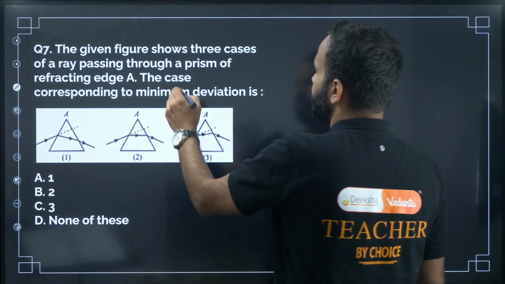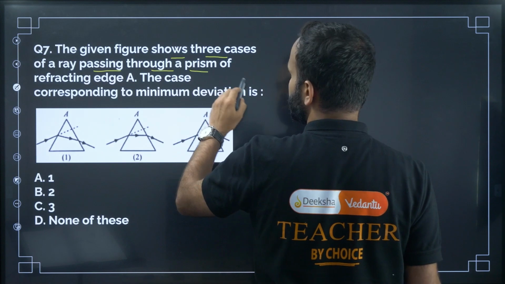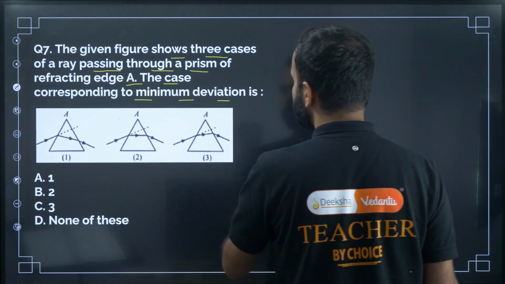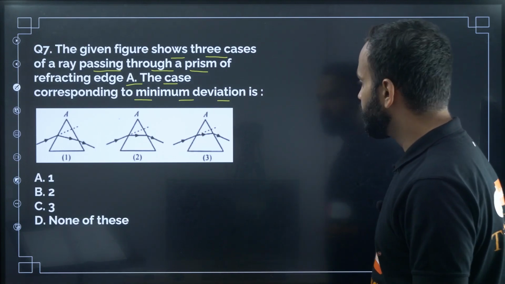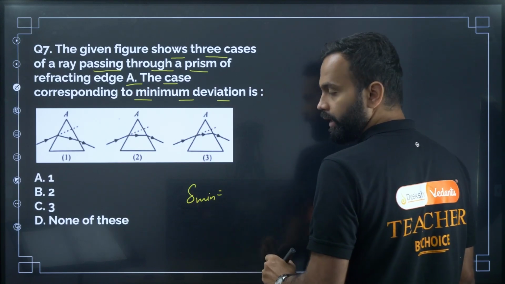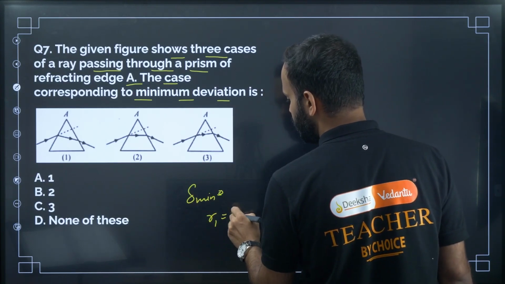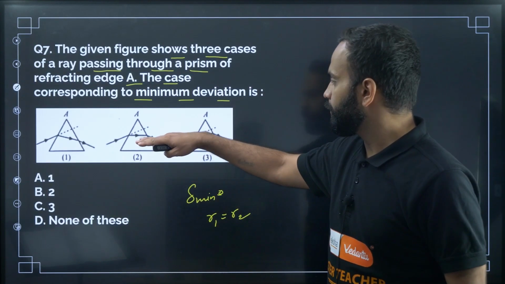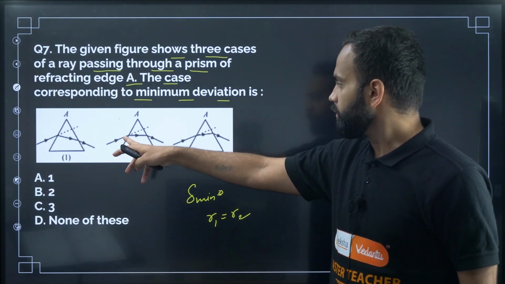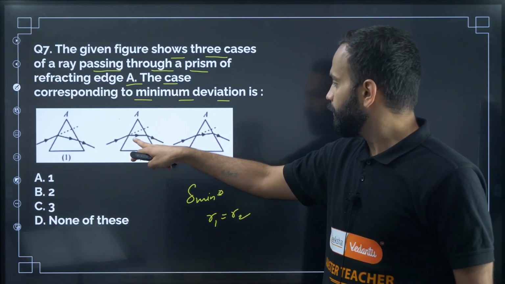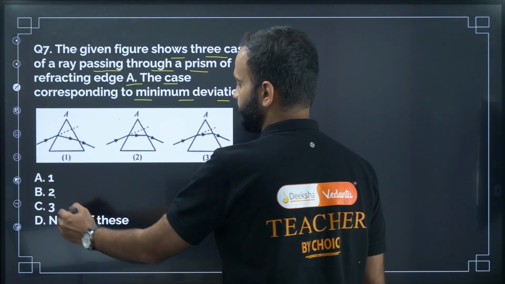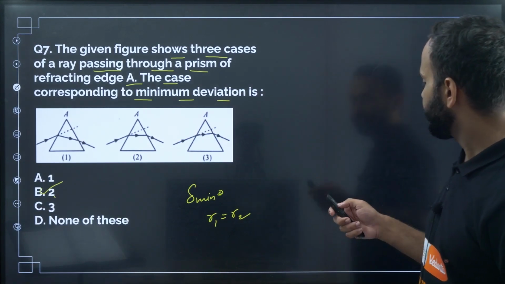Question number 7. The given figure shows 3 cases of a ray passing through a prism of refracting edge A. The case corresponding to minimum deviation is? What is the condition for minimum deviation? The condition for minimum deviation must be R1 equal to R2, that is, the refracted ray must be parallel to the base of the prism. If you observe, in the second case the refracted ray is parallel to the base of the prism. So the second one is correct.